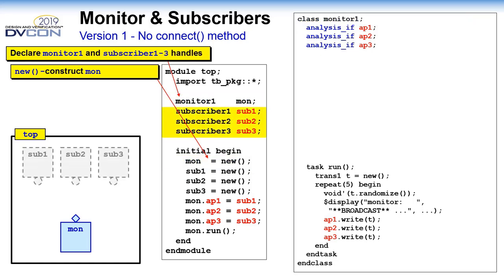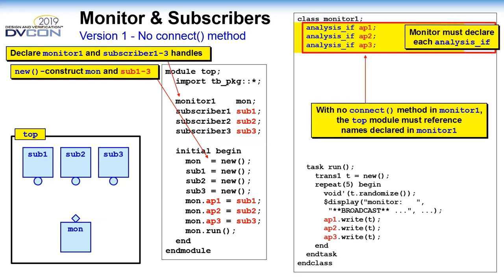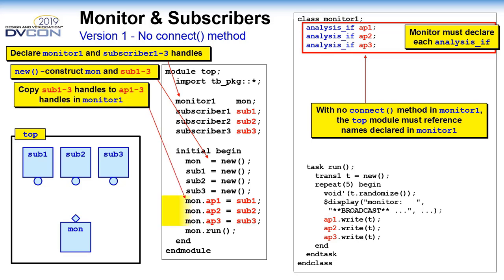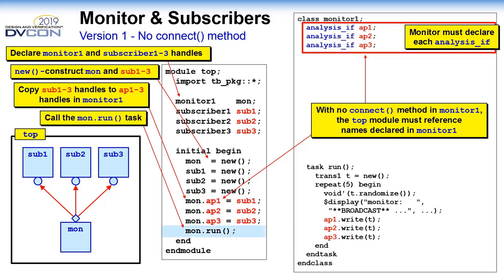Second, I'm going to declare 3 subscriber handles, and then I'm going to new construct each of those subscribers. Now, because I don't have a connect method, I needed to know what the internal names were inside of that monitor, so I can copy each of these subscriber handles to the monitor handles from the top module. So I had to make hierarchical references. I had to know those names. And then I call the monitor run task.